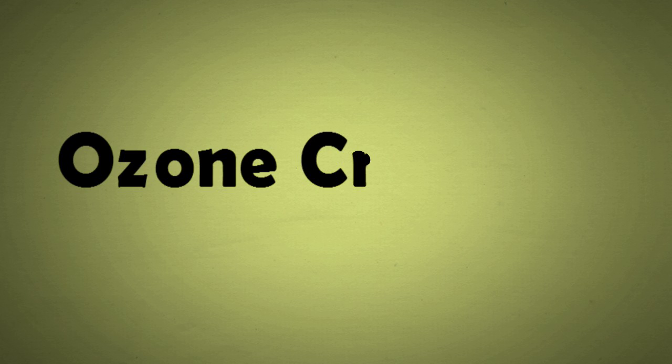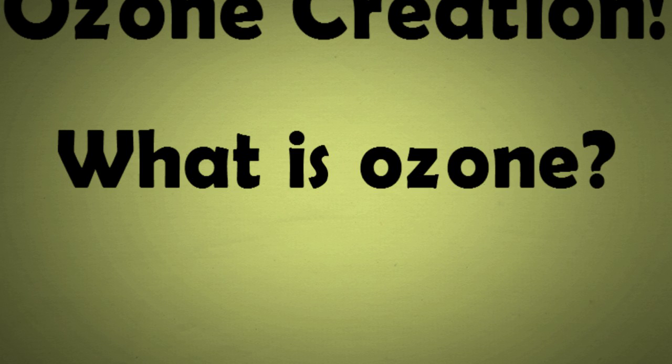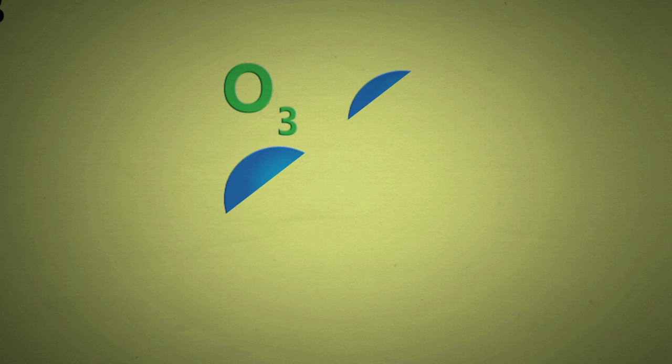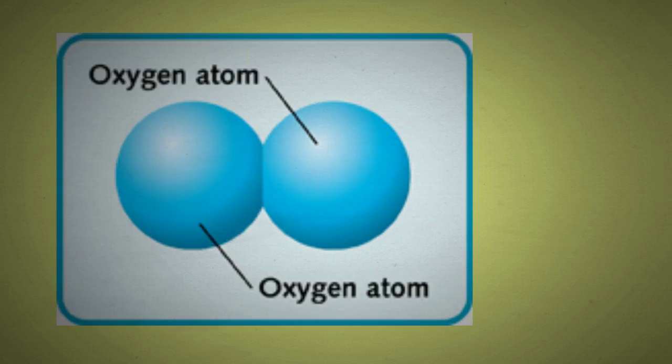Now that we have briefly gone over the layers of the atmosphere, I want to discuss ozone creation with you. First things first, what is ozone? Ozone is made up of 3 oxygen atoms, O3. The oxygen in our atmosphere that we breathe is made up of 2 oxygen atoms, O2.